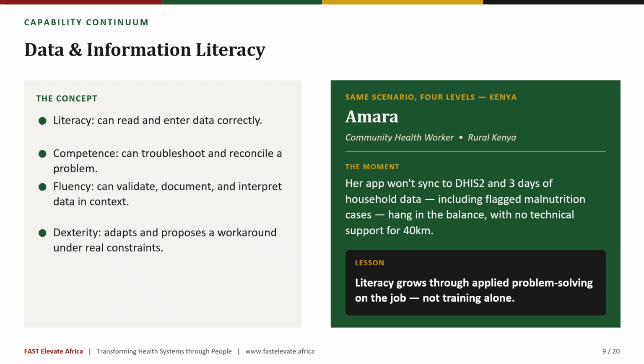Capability continuum. Data and information literacy. Data literacy develops over time. First, literacy. You can read and enter data correctly. Then competence. You can troubleshoot and reconcile a problem. Third, fluency. You can validate, document, and interpret data in context. Finally, dexterity. You adapt and propose workarounds under real constraints.